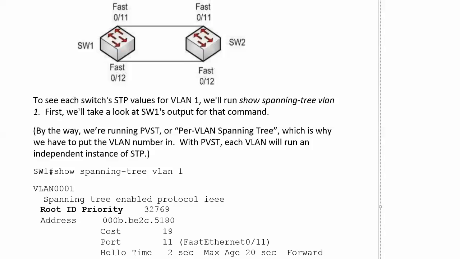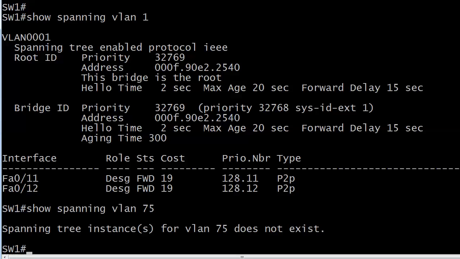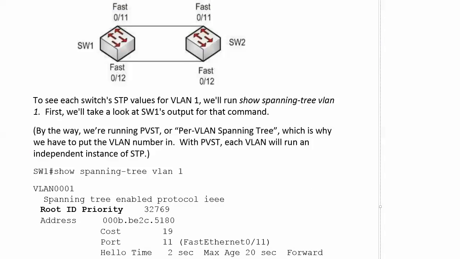If you try to run this command, show spanning tree VLAN, for a VLAN that does not yet exist, like 75 that I did here, it's going to give you a message right there: spanning tree instance for VLAN 75 does not exist. That's because the VLAN doesn't exist on the switch. Fortunately, that's not what I got for VLAN 1 on this particular switch.